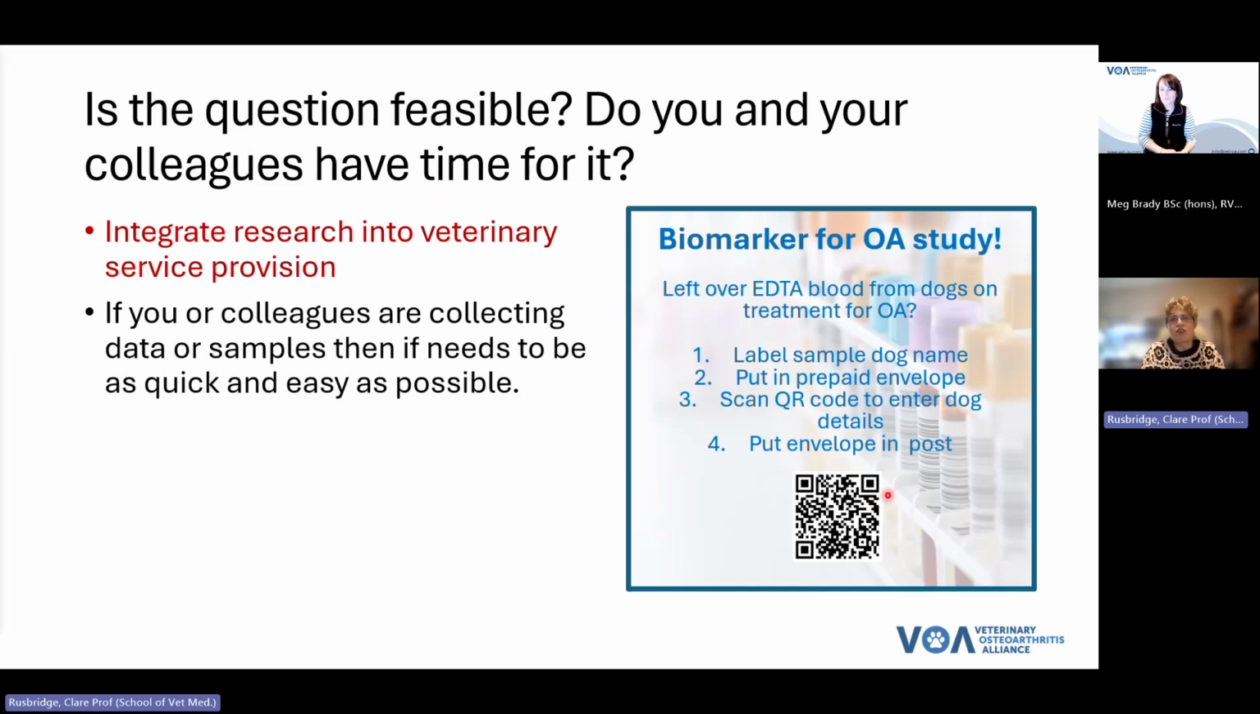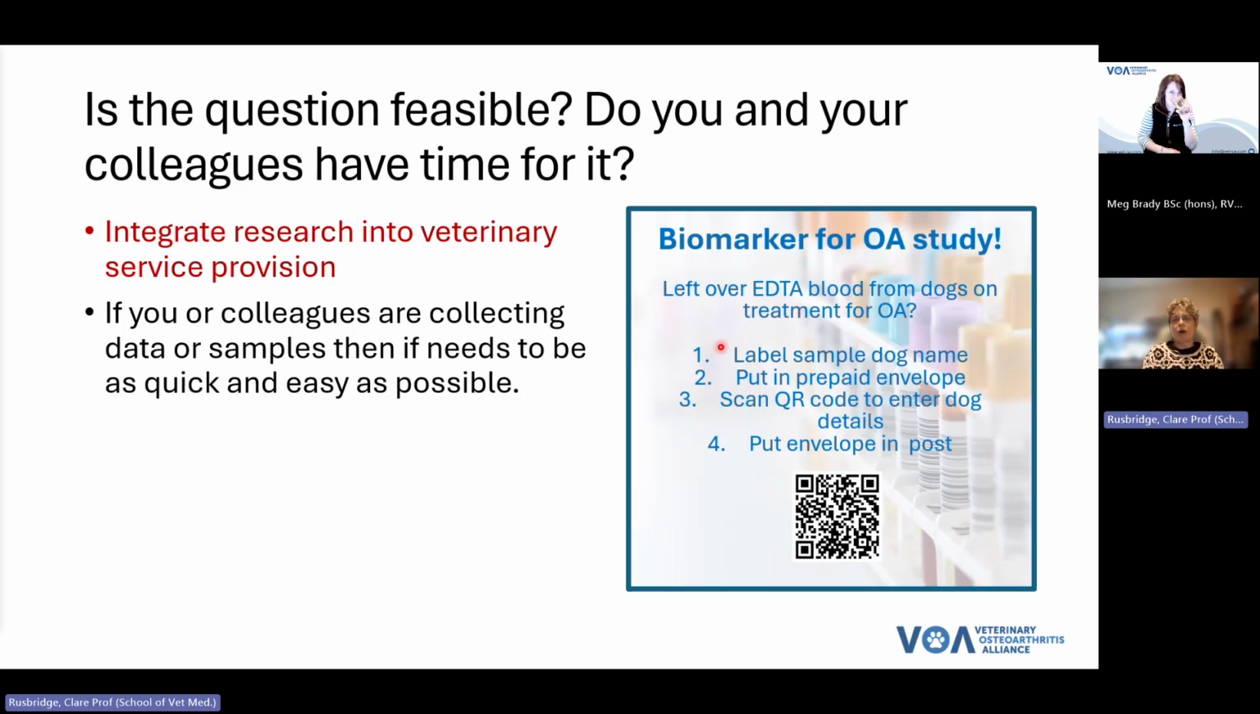I don't think this QR code goes to anything. If it does, it's probably just my YouTube channel or something like that. This is a made up study. So we're looking for a biomarker here. We've got dogs that are coming in and prior to getting some sort of treatment, they're having a hematology. So we have an EDTA blood sample that has been taken.